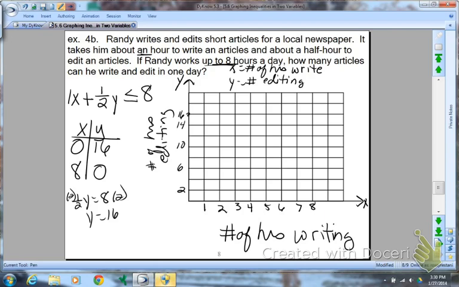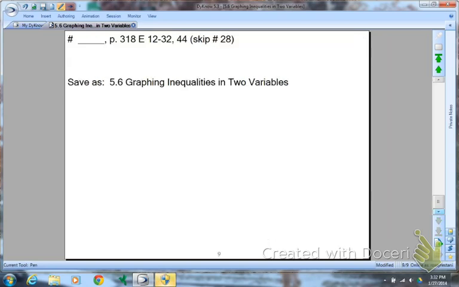So here's 0, 16, and here's 8, 0. Draw your line. We're going to shade below. That means we can work less than 8 hours. We just cannot work more than 8 hours. And that is the end of section 5.6.